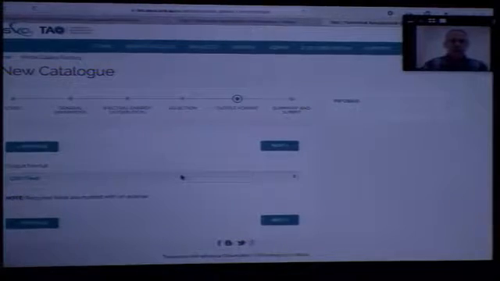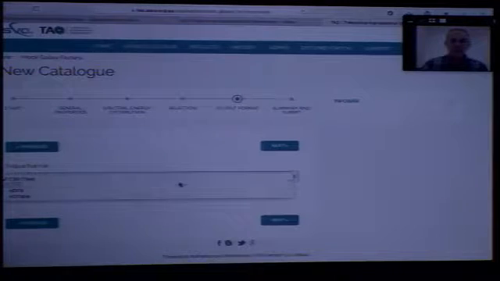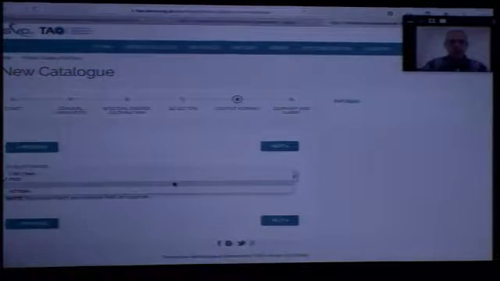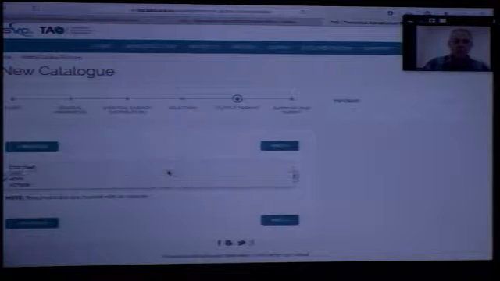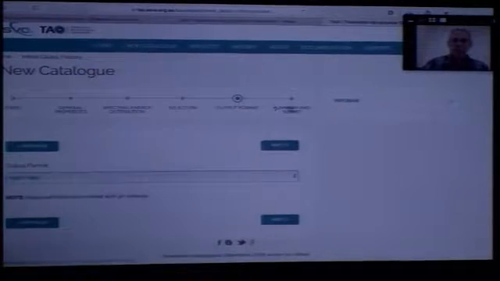Okay, so if you're old, like me, you might want a text file, but you can have a FITS file, or you can have HDF5. So you can get your data back in whatever format you want. And then you just go summary and submit.